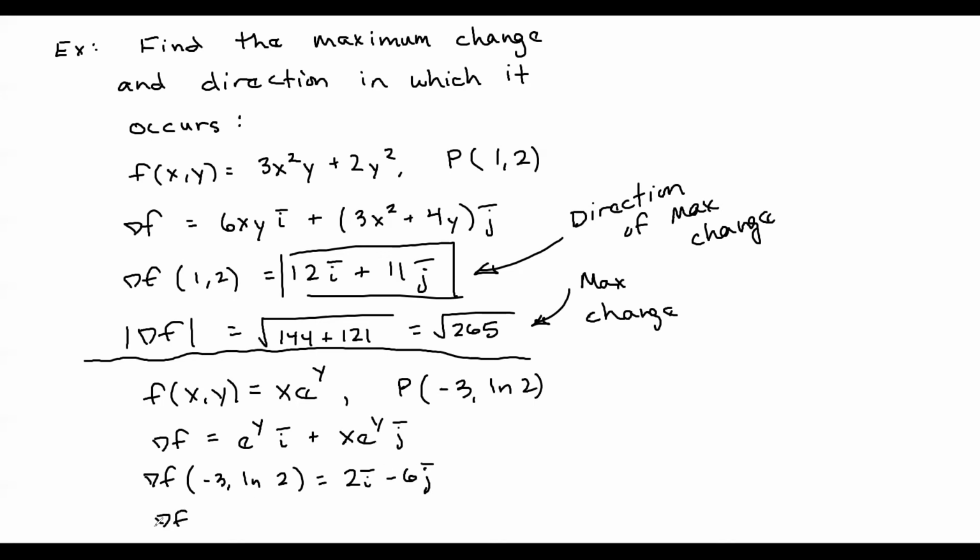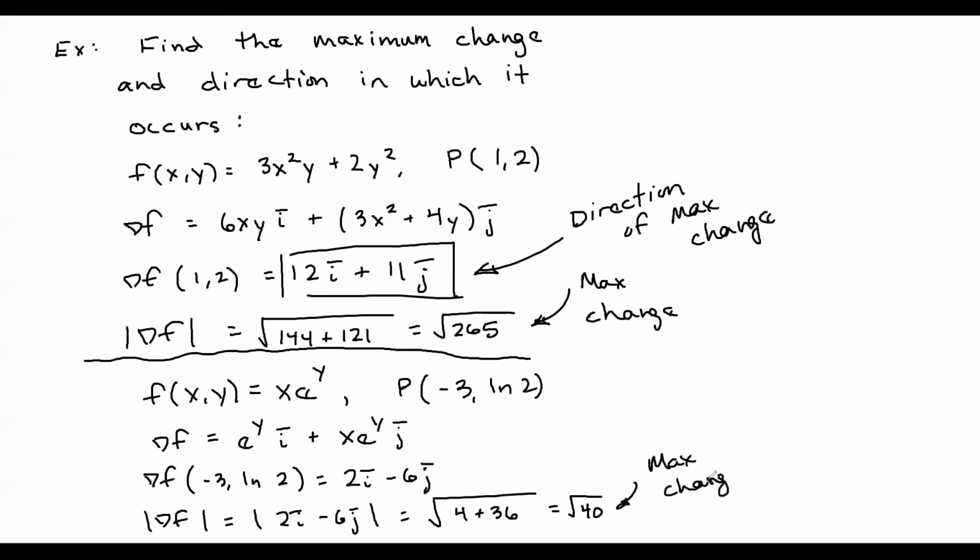Okay, and then the max change is the length of the gradient, so we get the length of 2i minus 6j. What that's going to be is the square root of 4 plus 36. So we get square root 40. So that's the steepest slope. That's the max change. And then the direction in which it occurs is the gradient itself without the length. So here's the direction of max change. Okay, so that's all there is to it.